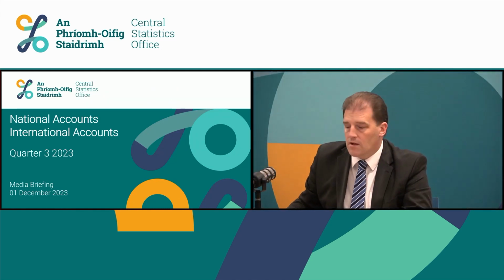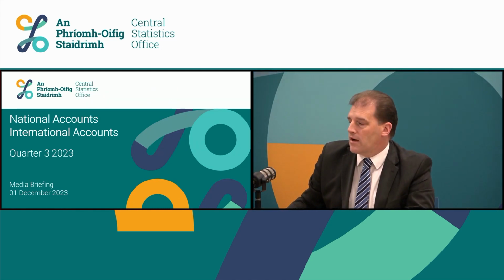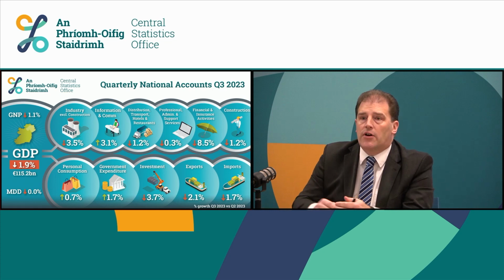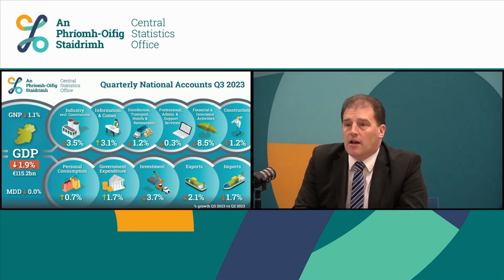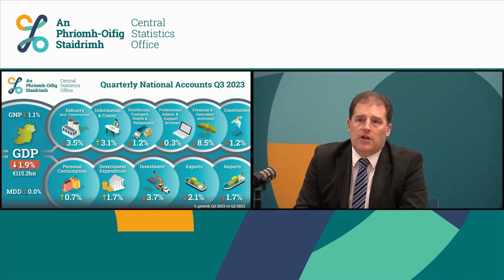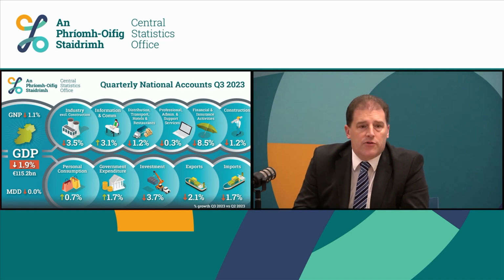Thanks, Chris. Thanks, Jennifer. So I have the Q3 2023 results for you for the national accounts. And I'll start off with our infographic and our headline that GDP is down 1.9% in the quarter. So that's quarter on quarter down 1.9%. The two methods we have of measuring GDP, the output method on the top of our infographic and the expenditure method on the bottom. The output method, first of all, has a decline in industry down 3.5%.